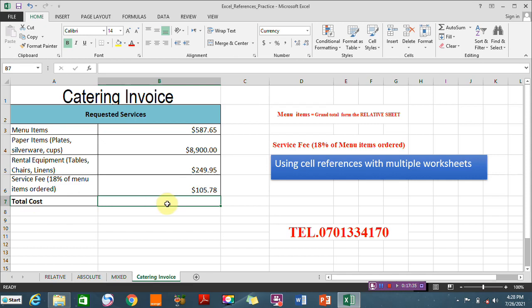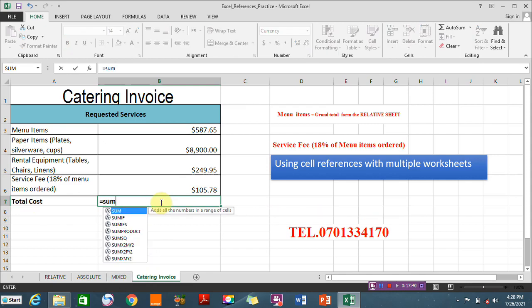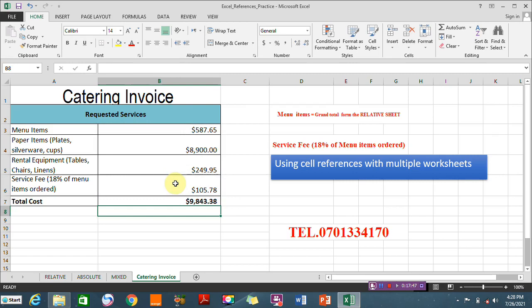Then for the total cost, we shall be using the summation, equals sum of the above. We shall highlight them like that. Then we press enter. So we have actually learned how we can work with cell references with multiple sheets. So this tutorial has been on cell referencing, that is the relative, the absolute, the mixed, and also working with multiple sheets when you're using cell references.